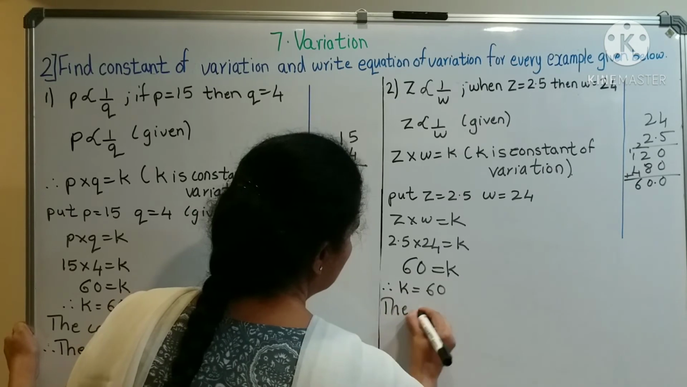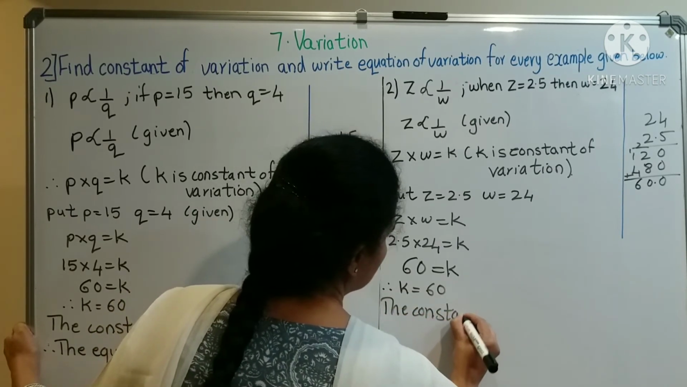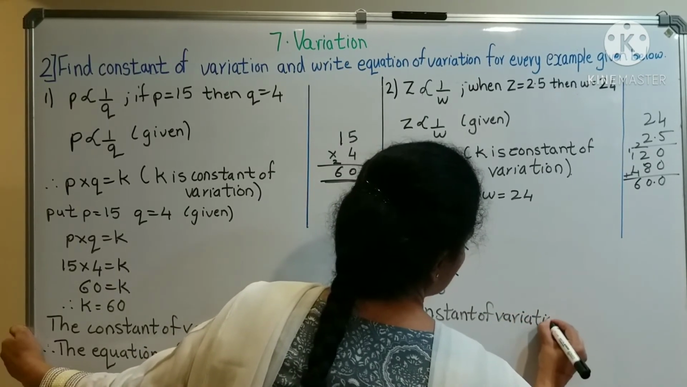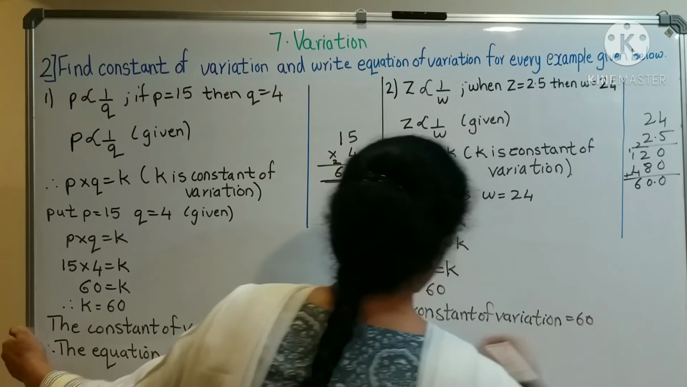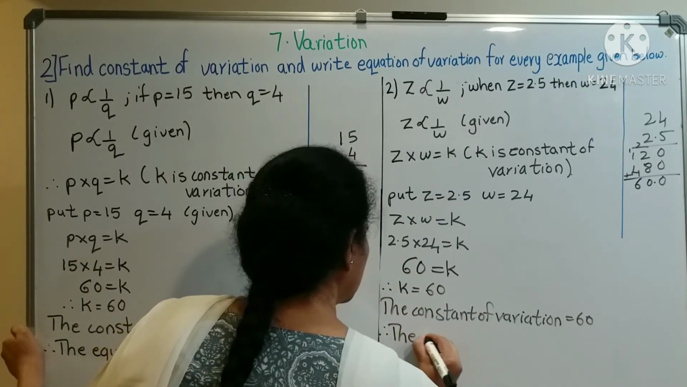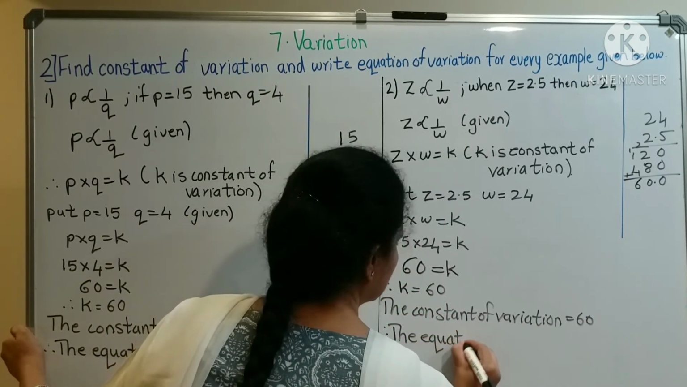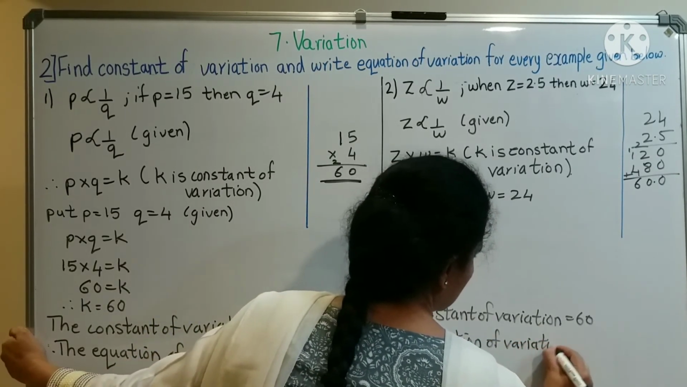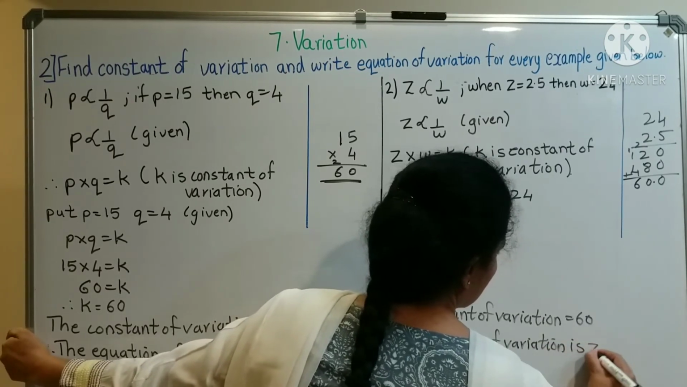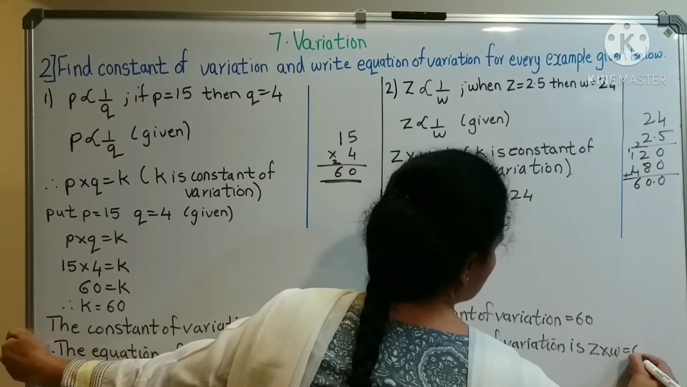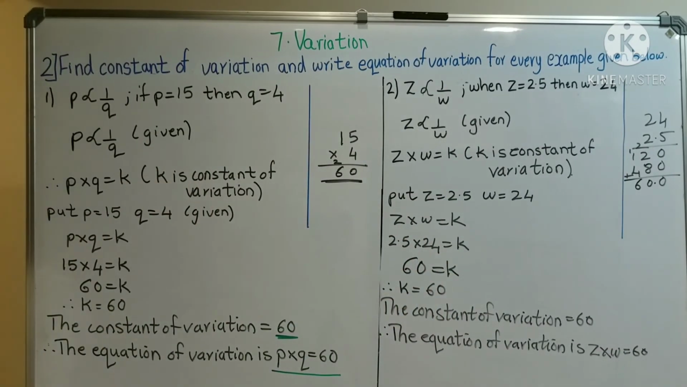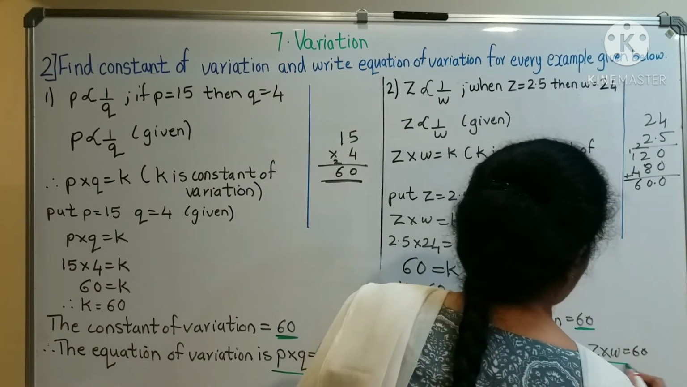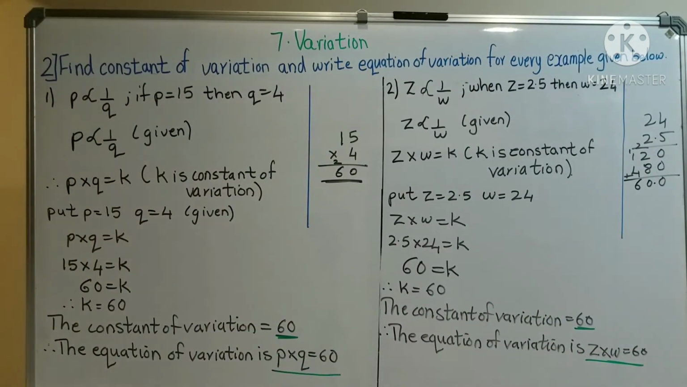The constant of variation is equal to 60. Therefore, the equation of variation is Z into W is equal to 60. Constant 60, and this is the equation of variation.